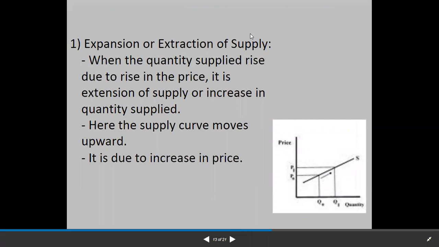So first, change in quantity leads to the movement of the supply, upward and downward movement. If the upward movement is there, it is known as expansion of supply. If downward movement is there, then it is called the contraction in supply. So expansion of supply is when the quantity supplied rises due to rise in price; it is extension of supply or increase in the quantity supplied.